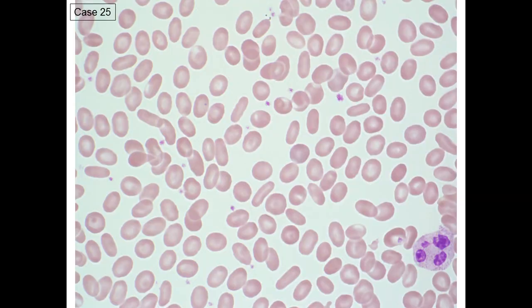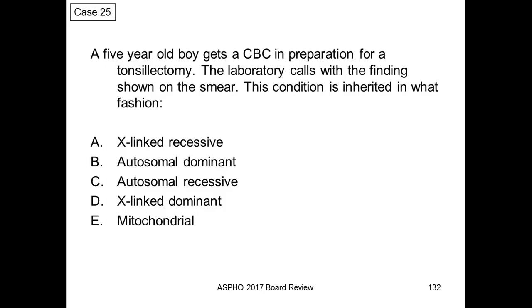Case number 25. So a 5-year-old boy gets a CBC in preparation for a tonsillectomy. The laboratory calls the findings shown on the smear. This condition is inherited in what fashion? Is it X-linked recessive, autosomal dominant, autosomal recessive, X-linked dominant, or mitochondrial?